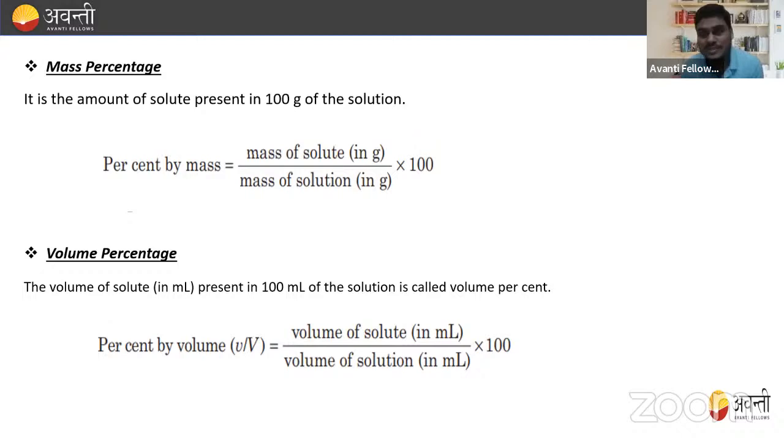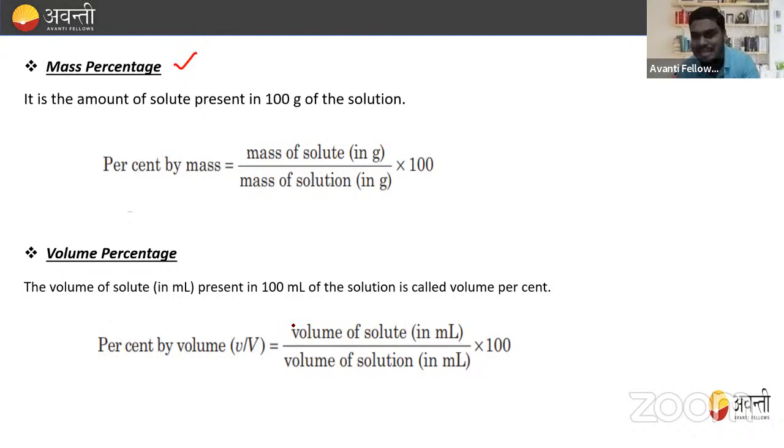Now the next is mass percentage, and this term is going to be very important. Why, beta? Why is this going to be very, very important? Because in this we are going to see the various methods by which we can identify or find out the concentration. How can we find the concentration of the particular solute or particular solution using this? So the first thing is mass percentage. Let's see what you mean by this term.